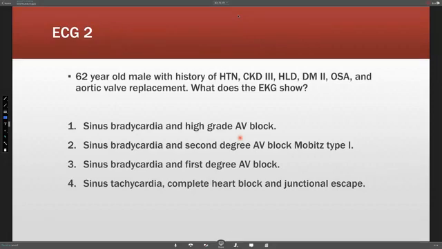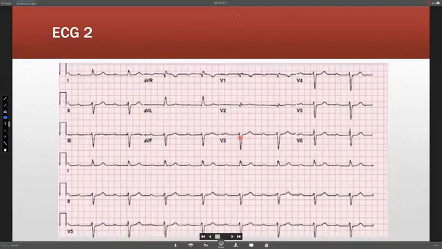Excellent. Okay, we got plenty of answers. Some people chose number 3, which is the right answer. The right answer is first degree. So here you can see the P wave. There's sinus bradycardia: 1, 2, 3, 4, 5, so a rate of about 50 beats per minute. And first degree AV block, very long PR interval.